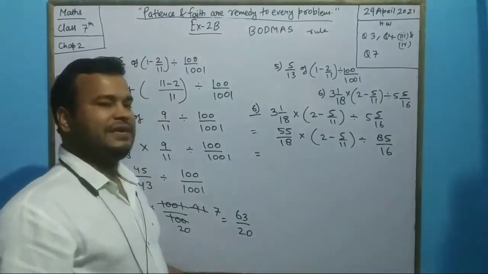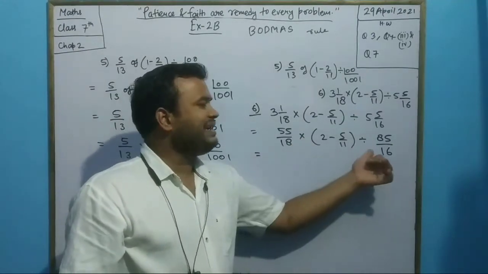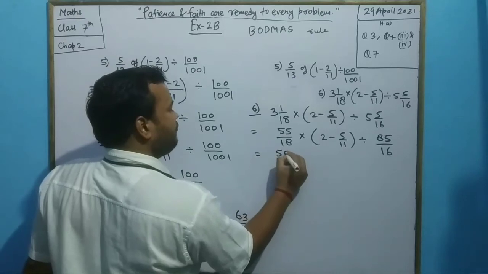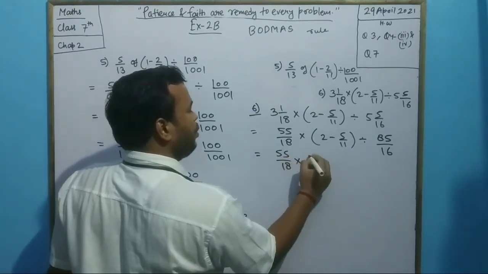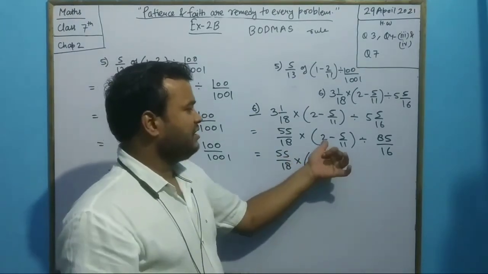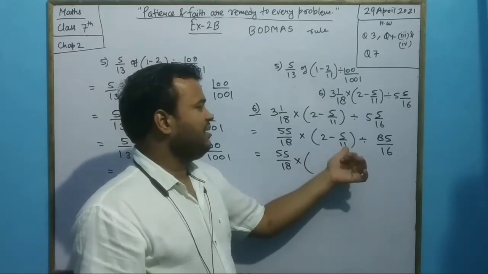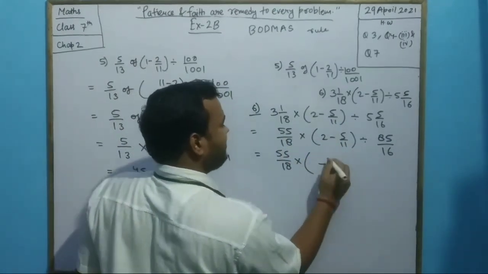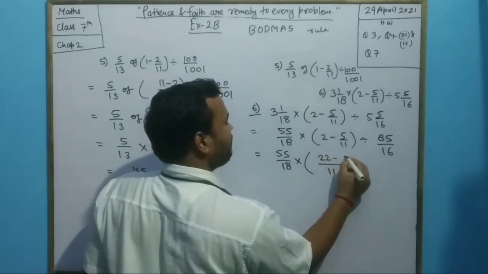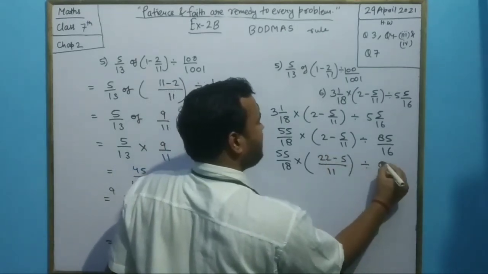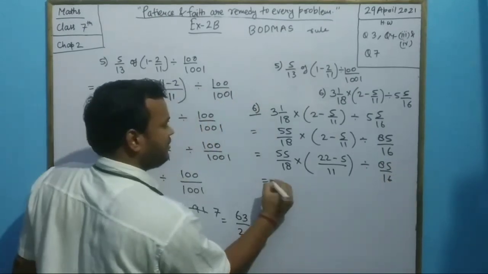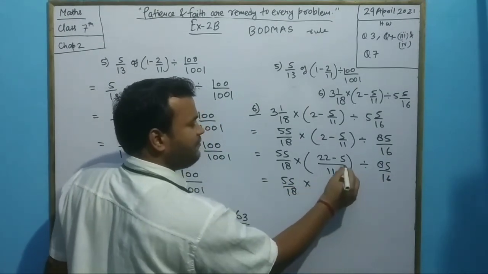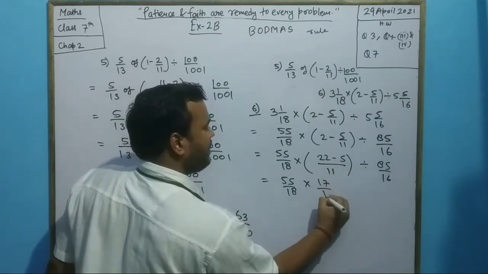Now let us see. Multiplication, bracket and division. Bracket will be operated first according to BODMAS rule. So it will be 55 upon 18 into. Now again denominator is 1. Here it is 11. 11 and 1 LCM is 11. Again taking the LCM, 11 to the 22 minus 5 divided by 85 upon 16. Let us solve it out further. 22 minus 5, that is 17 upon 11.